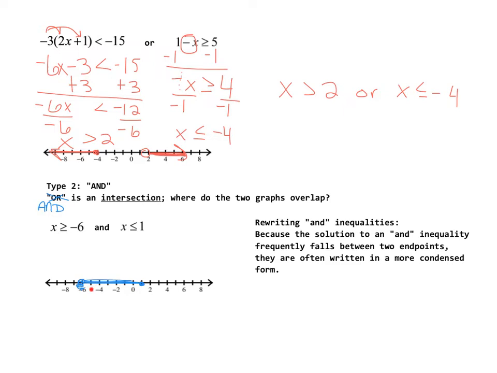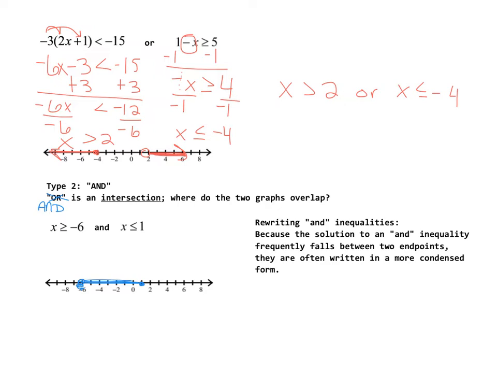These are the numbers that are greater than or equal to negative 6 and less than or equal to 1. Notice an "and" sort of gives you this line segment. You might almost think of it as a barbell, like a weight that you lift. Your hand would go between the two numbers. An "and" is often between two numbers. And since the solution falls usually between two endpoints, you can often write it a little more condensed.